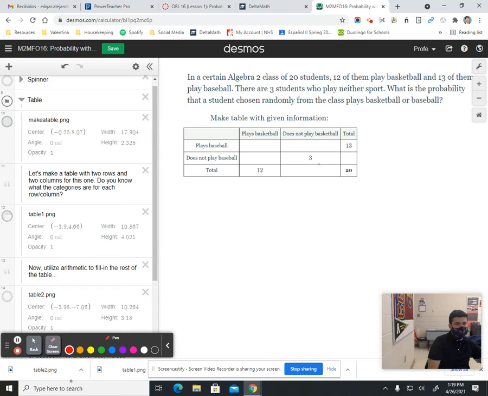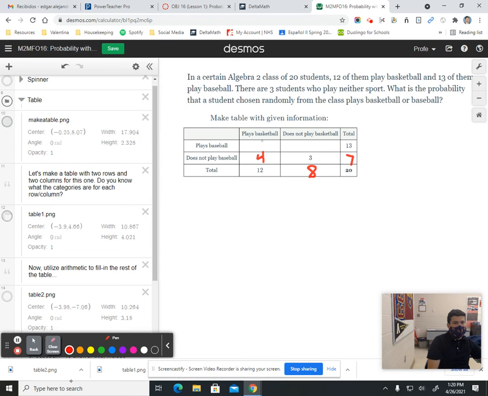The rest of this is really an exercise of filling in the blanks. Can I think backwards? If there are 13 students who play baseball, then there must be 7 students who do not. We can also think, if there are 12 students that play basketball, there must be 8 students who do not. My numbers have to add up. Which means if there are 7 kids here, and 3 of them don't play, that means 4 of them play basketball.